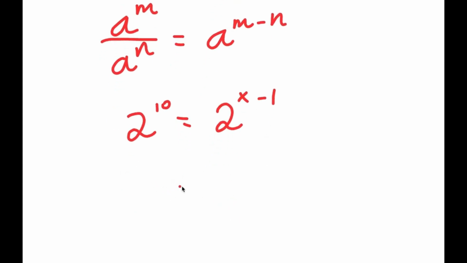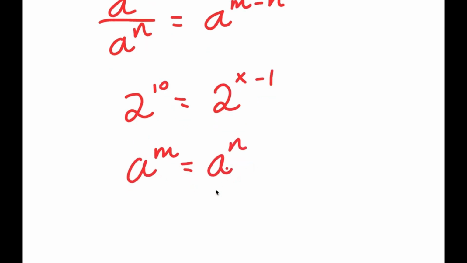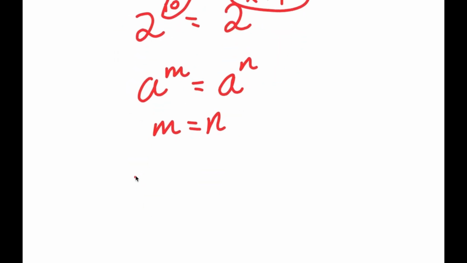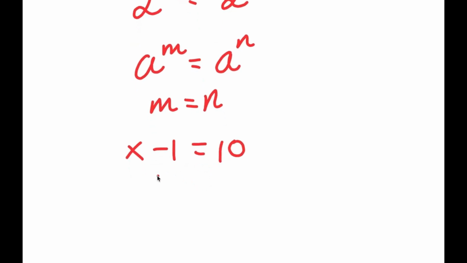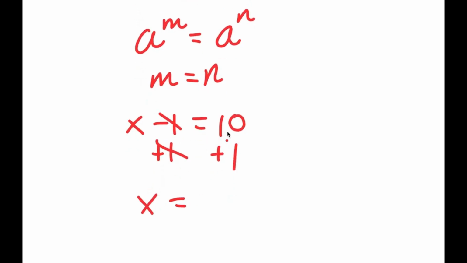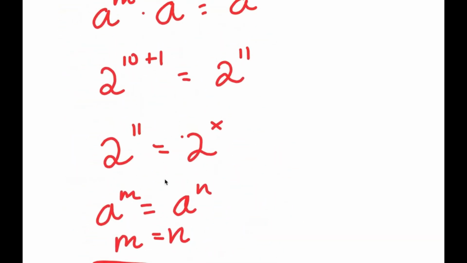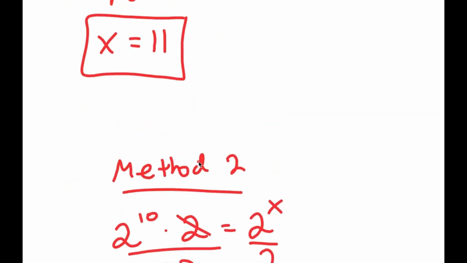And now, again, if I have something in the form a to the power of m is equal to a to the power of n, this means that m is equal to n. So in this case, 10 is equal to x minus 1, or I could write this as x minus 1 is equal to 10. And now if I add 1 on both sides, these two cancel out, and I get x is equal to 10 plus 1, which is 11. So as you can see, these are the two methods, and method 1 is actually much simpler. It only took a couple of steps compared to method 2.